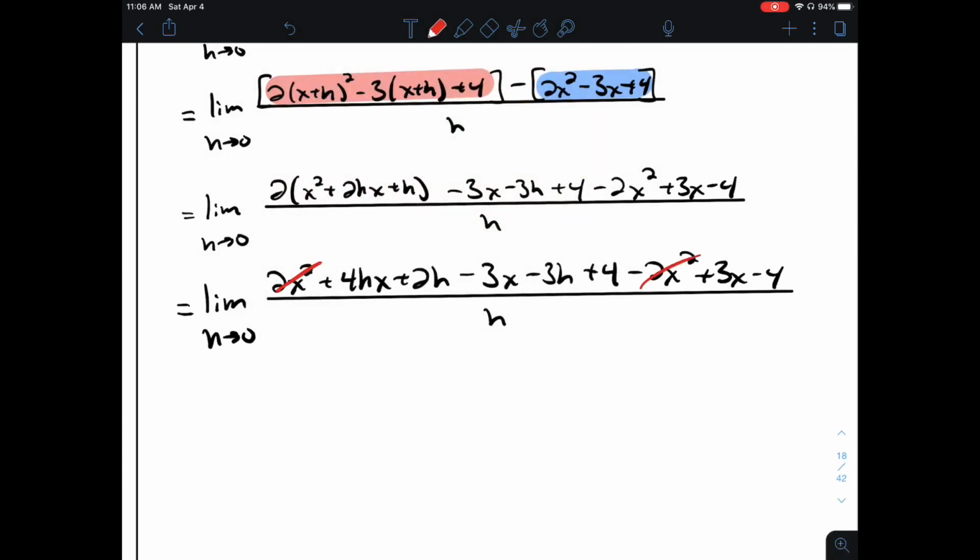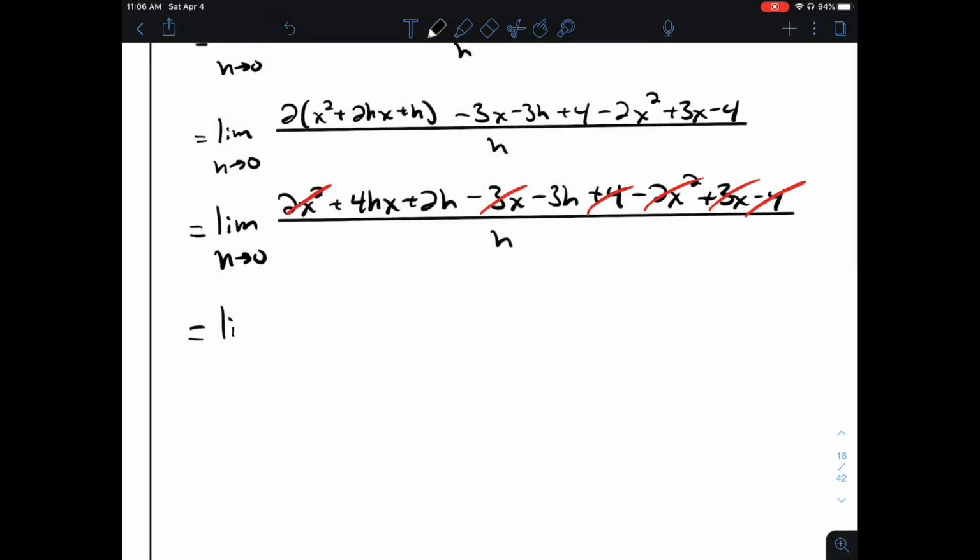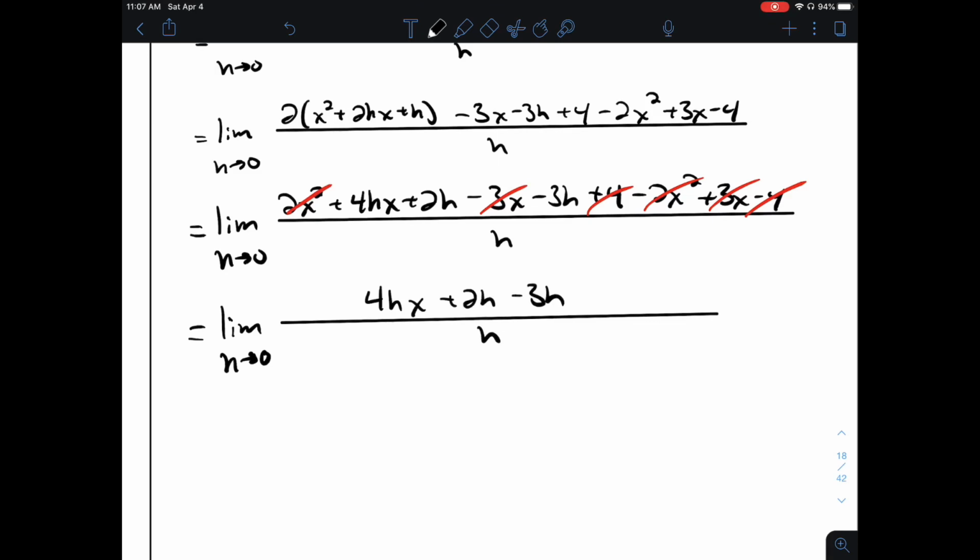We got a positive 2x squared. We got a negative 2x squared. We got a minus 3x. We got a plus 3x. We got a plus 4. We got a minus 4. And bloodbath. Now we have the limit as h approaches 0. Terms we have left in the numerator is 4hx plus 2h minus 3h, and the denominator is just an h.